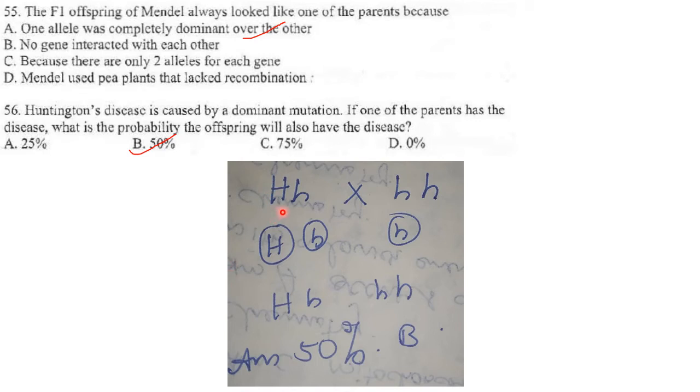Now suppose the genotype is capital H, capital H, that is also a case of dominant mutation, crossed with the parent which is not having the disease, that is small h. You will get all the progeny as having Huntington's disease. But the option is being given for 50% only, not 100%. So one of the parents should be heterozygous, only then you will get 50%. So answer is option B.